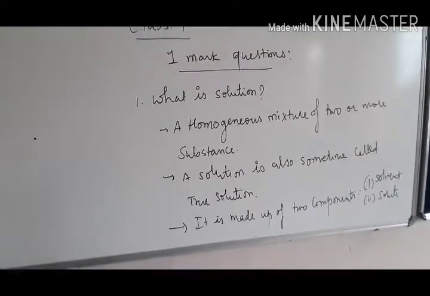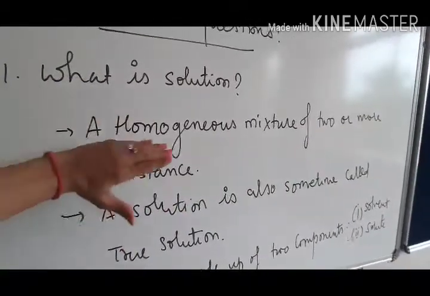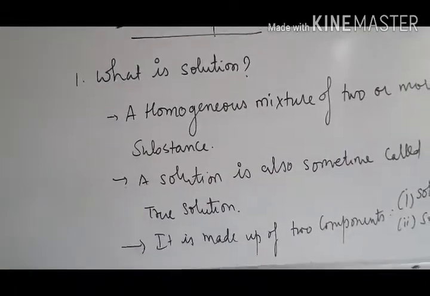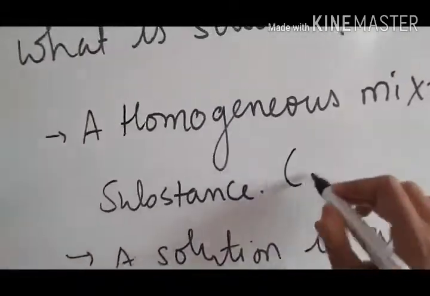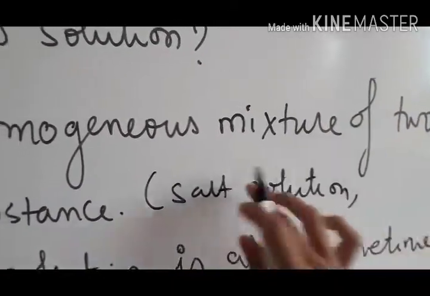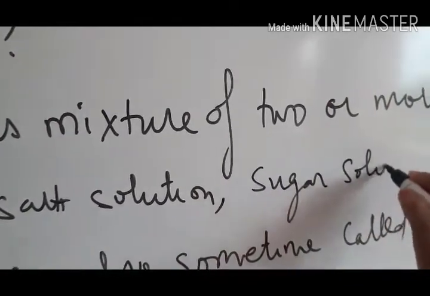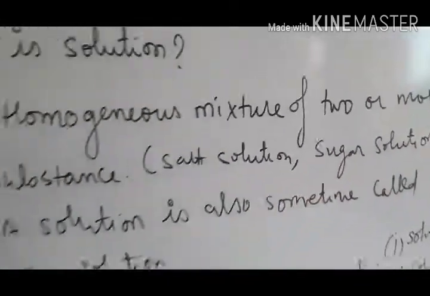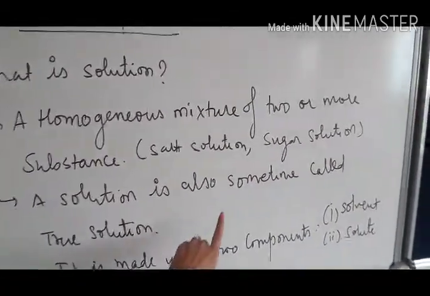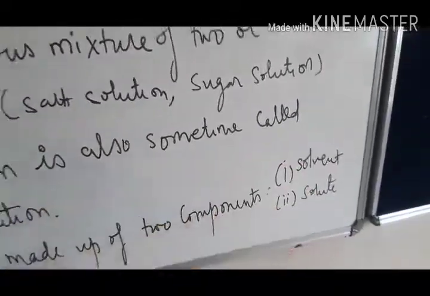So children, in 1 mark you can write that a solution is a homogeneous mixture of two or more substances. Then you have to write the example, like salt solution, sugar solution. And if you want to write in 2 marks, then you have to write that a solution is also sometimes called true solution. It is made up of two components, solvent and solute.